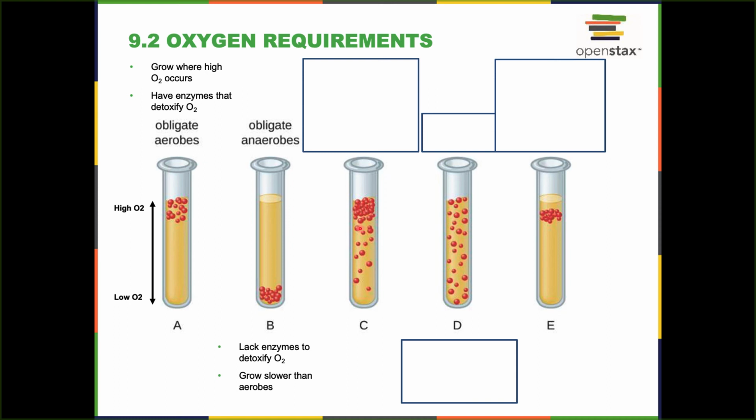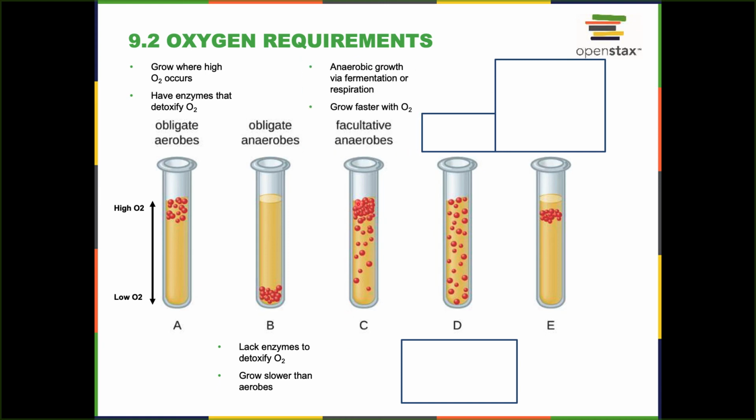This one here is interesting. We see growth throughout the tube, but notice how there's this cluster of growth at the top and then a little bit less growth, but still found throughout. These ones would be facultative anaerobes because they can grow both with and without oxygen.